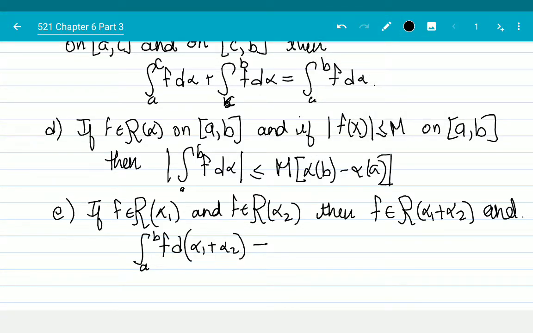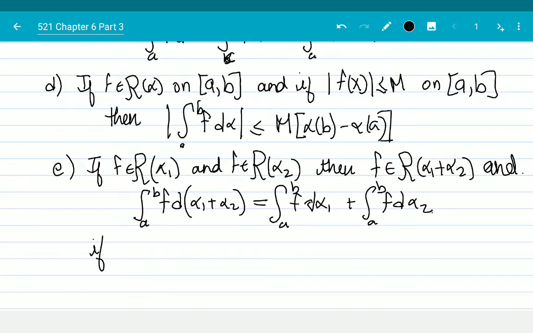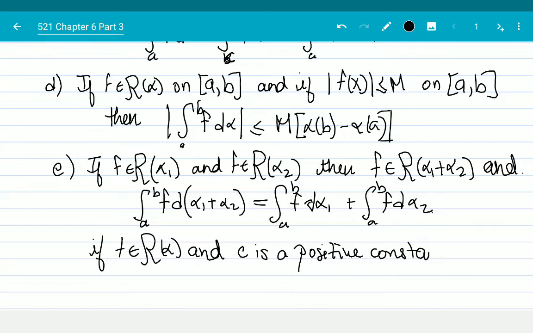The integral of f d(alpha1 plus alpha2) is equal to the integral from a to b of f d alpha1 plus the integral from a to b of f d alpha2. In particular, this also means that if f belongs to R(alpha) and C is a positive constant, it is important that C is positive because otherwise C alpha would not be a monotonic increasing function. If you take a negative constant, it is decreasing, and R(alpha) is only allowed to be monotonic increasing.